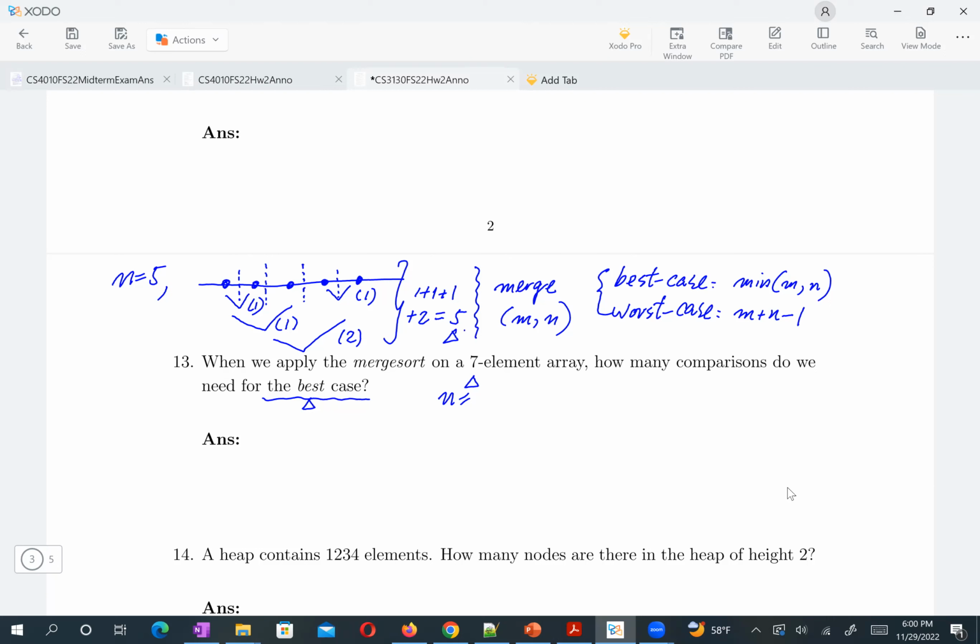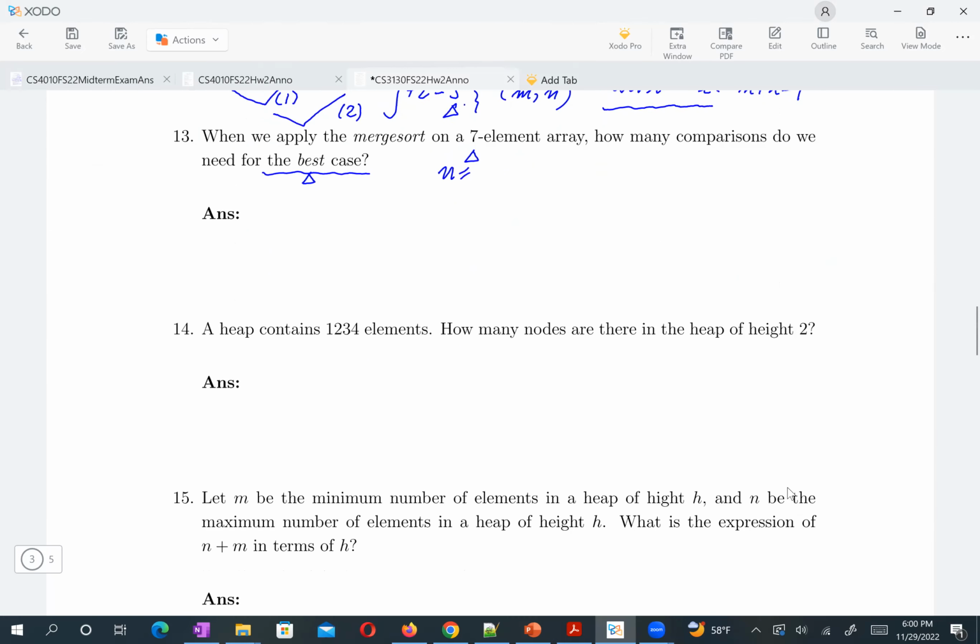Similarly, later, you may have a question where we need to apply the worst case formula. You just switch to the worst case, so your answer will be different. So that's this question.